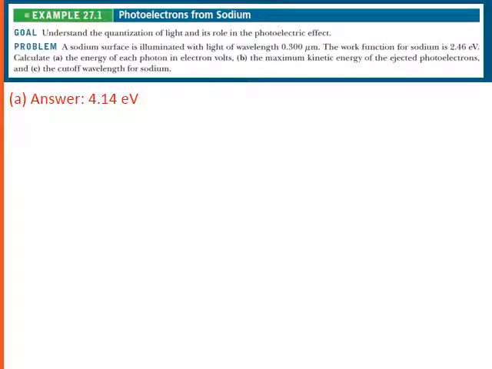Having solved A, let us proceed to question B. Question B: calculate the maximum kinetic energy of the ejected photoelectrons. Now we have the equation that the energy of the photon is equal to the work function, or the minimum energy needed to free an electron from a metal surface, plus the kinetic energy. And since question B is asking us to solve for kinetic energy, we can manipulate this equation so that the kinetic energy is just equal to the energy of the photon minus the work function.